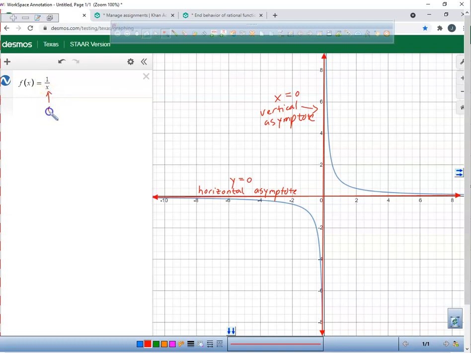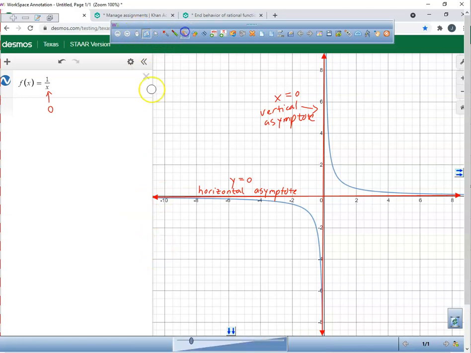So right here, what's the number that makes that equal to 0? 0. That's why we have a vertical asymptote right there at x equals 0. So anytime you make something equal to 0 in the denominator, you have an opportunity to create what's called a vertical asymptote. Now we're going to be talking about what's called end behavior.